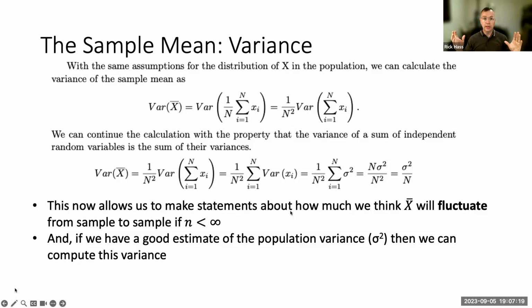With these two things in hand, the distribution of means having mu as its expected value and sigma squared over n as its variance allows us now to quantify uncertainty in our statement, basically to define the probability distribution of interest.